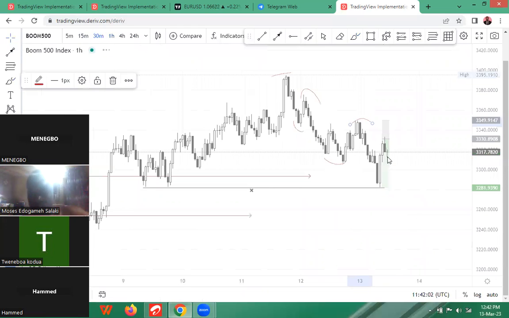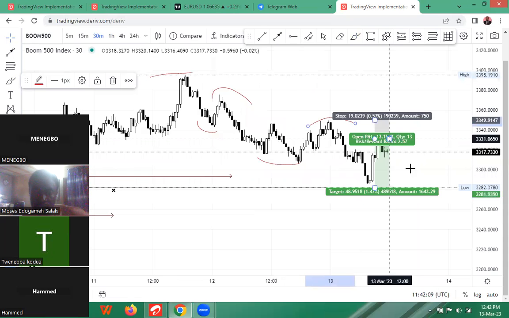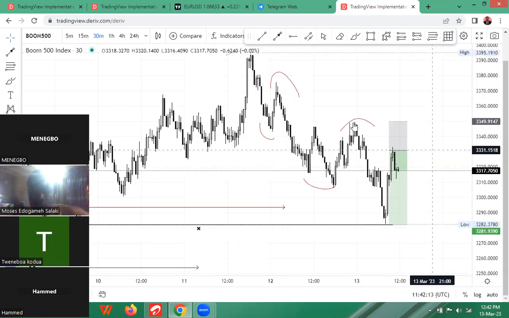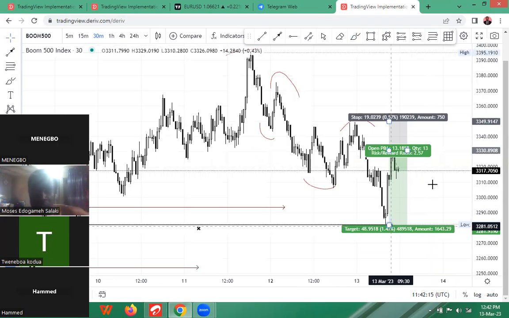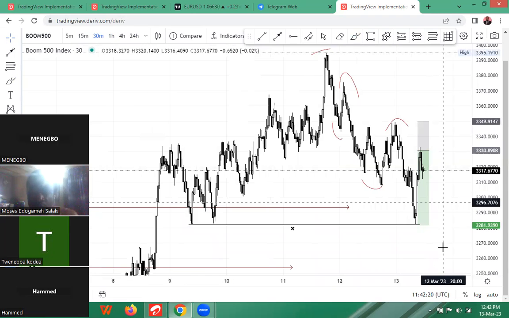I think it's about 1 to 2, not up to 1 to 3. About 1 to 2, yeah. 1 to 2.7. That's it. 1 to 2.7. So stop loss here. Maybe we can take profit here. Fine. If it plays out, good, but if it does not, all the same, the analysis was right.